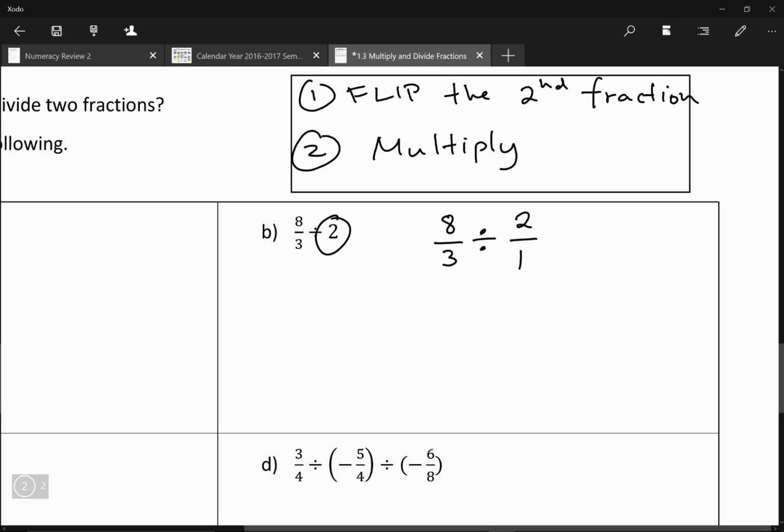And then I'm going to follow my 2 steps: change the question to a multiplication and change the second fraction by flipping it, 1 over 2. And then you multiply the top and the bottom, so 8 times 1 is 8, 3 times 2 is 6. And of course, make sure you reduce it, so you reduce to 4 over 3, if I divide both the top and the bottom by 2.